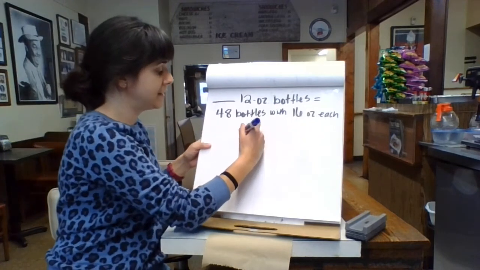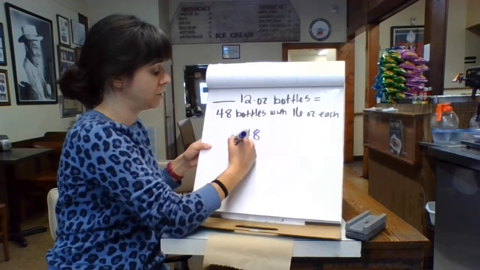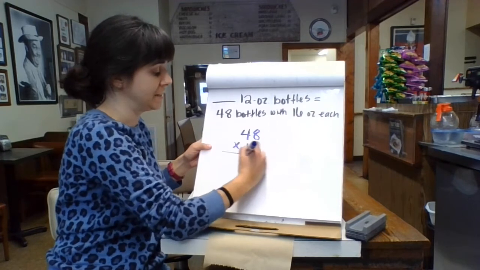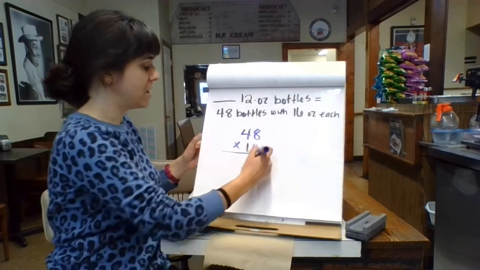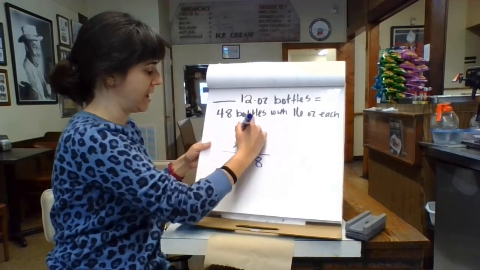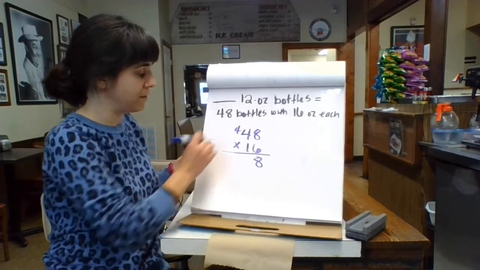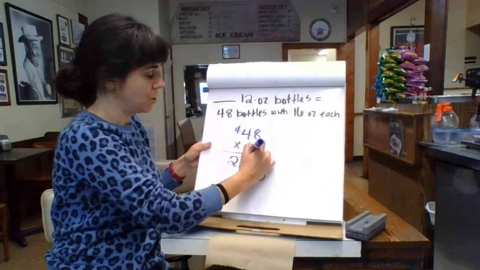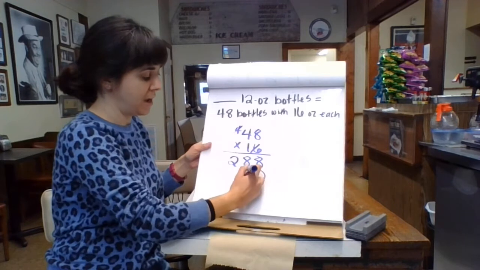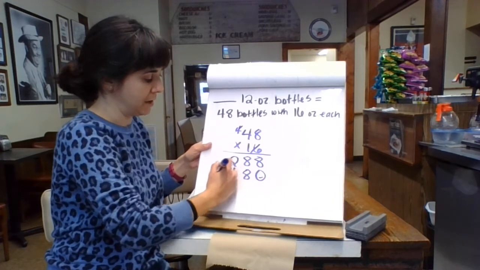So I could add 16 over and over and over, or I'm just going to multiply 48 times 16. That's going to tell me how much liquid I have. So 6 times 8 is 48. 6 times 4, 24, plus 4 is 28. Placeholder. 1 times 8 is 8. 1 times 4 is 4. And then I'm going to add those up.